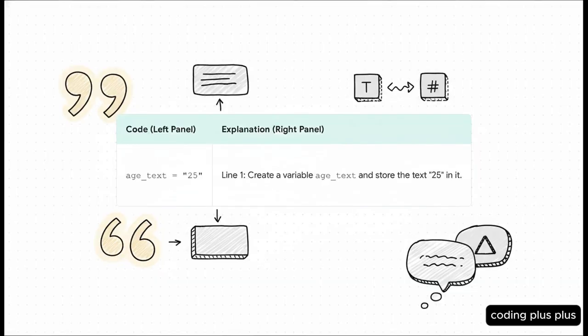In line 1, we're creating a variable named ageText. Notice the quotation marks around 25? That's how we know and how Python knows that this is being stored as text, not as a number. In line 2, we use the type function just to be sure, and it confirms that age_text is a string. Because it's a string, you can't perform math on it, like adding 1 to get 26.